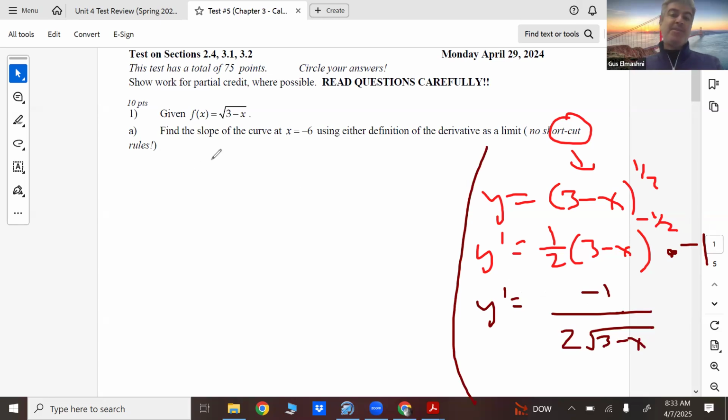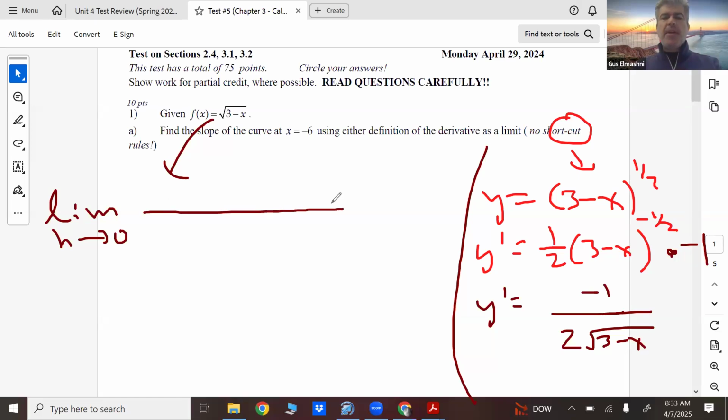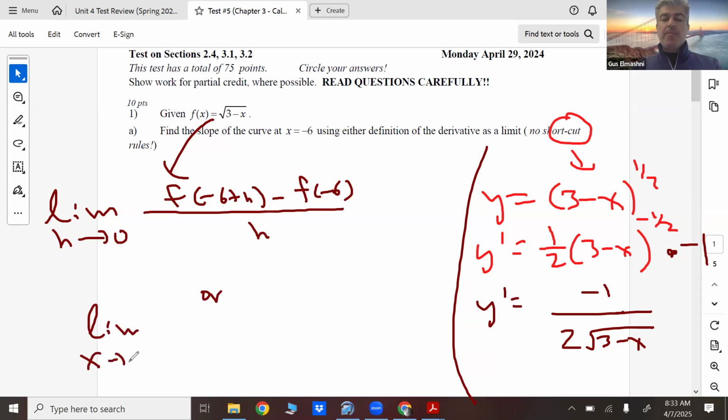Now, how would I do this doing the limit definition of the derivative? You could do it this way because you're plugging in -6 straight up. So you're doing f of -6 plus h minus f of -6 all over h, right? Or you could do this: the limit as x approaches what? -6, because you're told to do so.